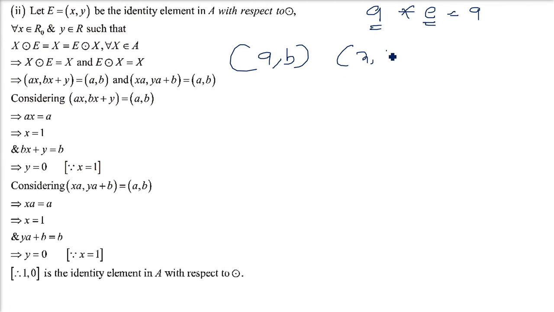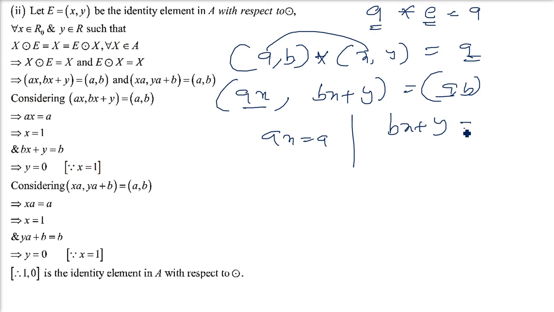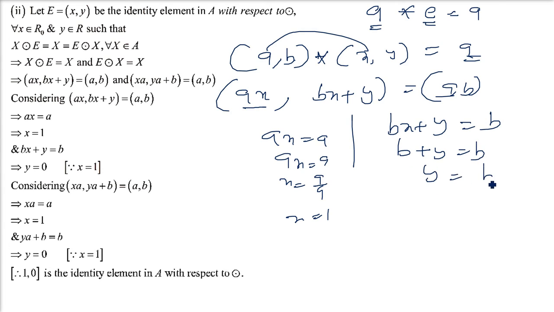So when we operate (A, B) with (X, Y), we should get A back. What is A? This is also an ordered pair, so A is (A, B). So AX and then BX plus Y should be equal to (A, B). So I am equating AX with A and BX plus Y with B. From here you get X equals A by A, that is 1. You get X as 1. Then writing X as 1, B plus Y equals B. Y is equal to B minus B, that is 0.